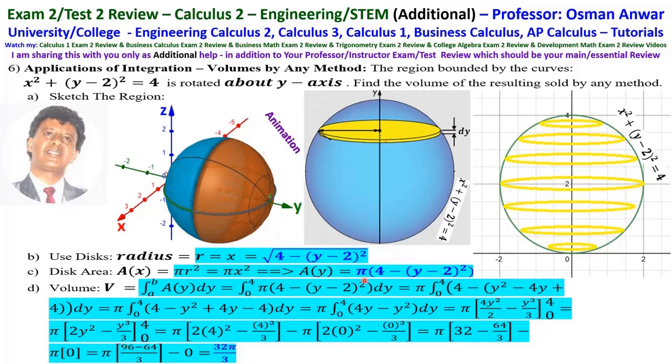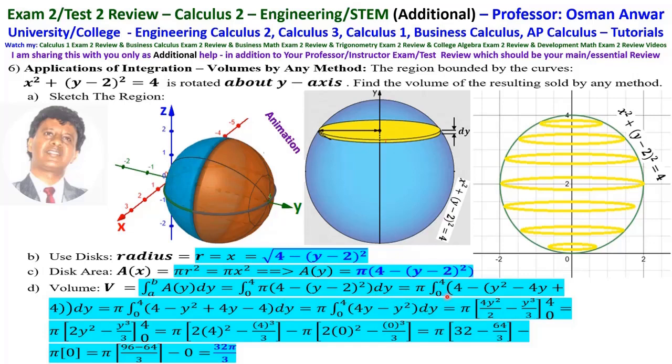In terms of y, it is pi times (4 minus (y minus 2)) all squared. When you square this, it comes out of the square root. Then the volume is the integration from a to b of A(y) dy, which is the integration from 0 to 4, from the bottom to top, of pi (4 minus (y minus 2)) all squared dy.